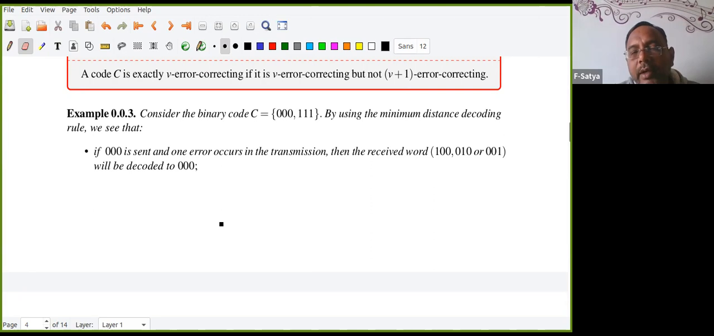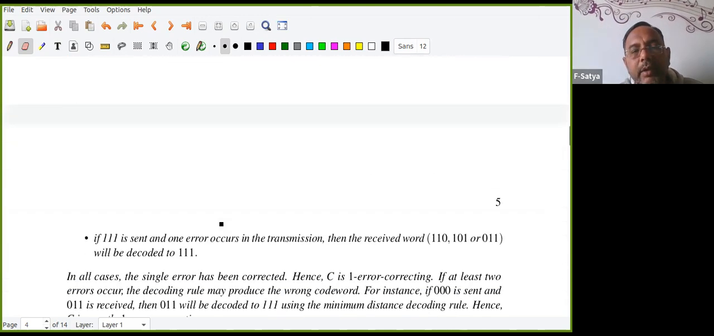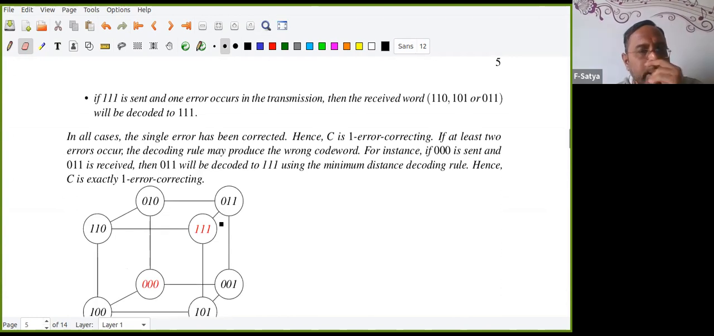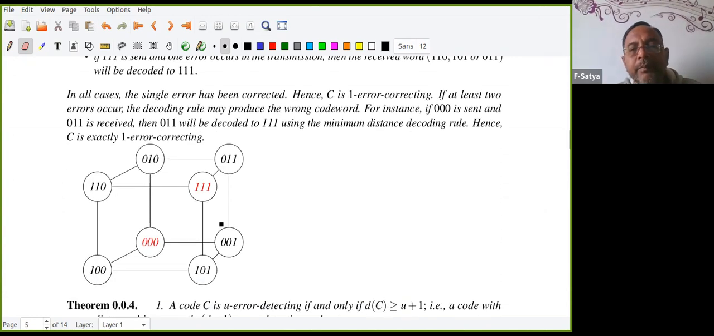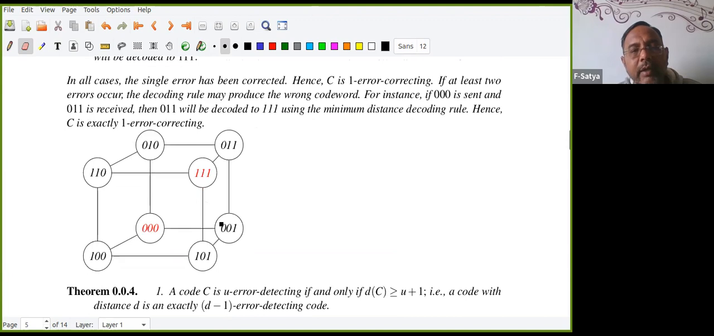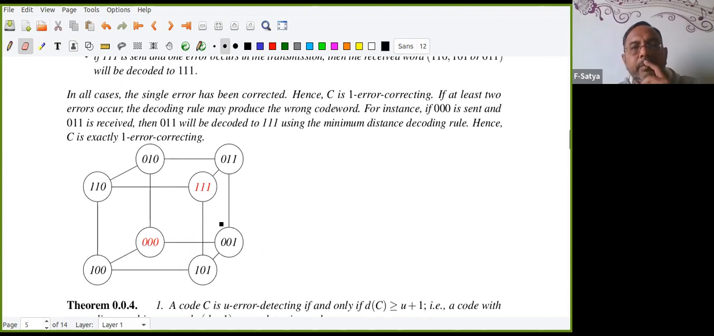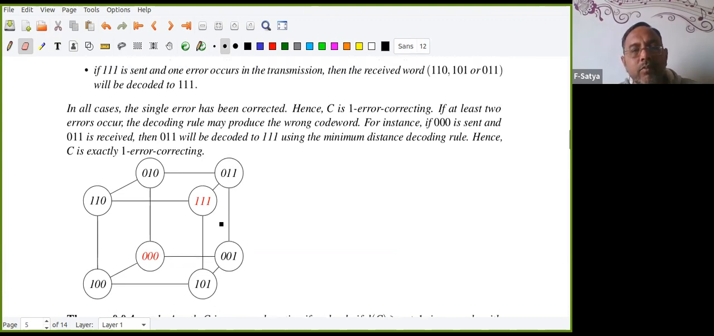But you cannot correct 2 errors, right? If 2 errors happen, then what happens? The received word is nearest to 111. So I made a mistake. Right? So that is the thing. Okay. I will explain this problem again. So this is one error correcting, right? Are you clear with one error correcting? Okay.